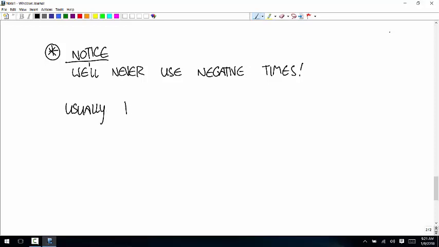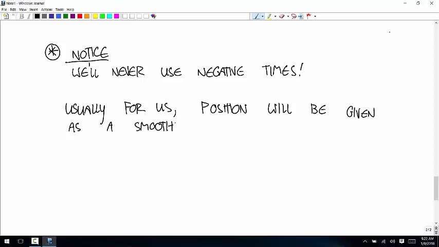Usually for us, position will be given as a smooth function of time. Anyone remember what smooth means? Yes, continuous and differentiable as many times as you take derivatives.